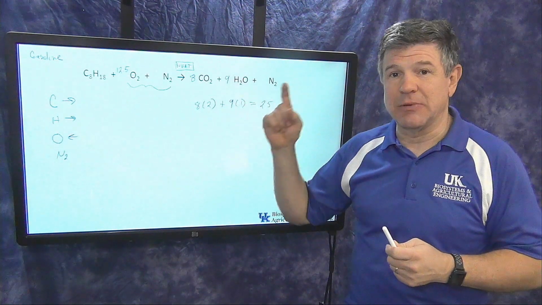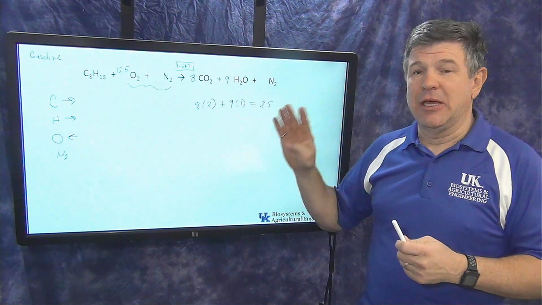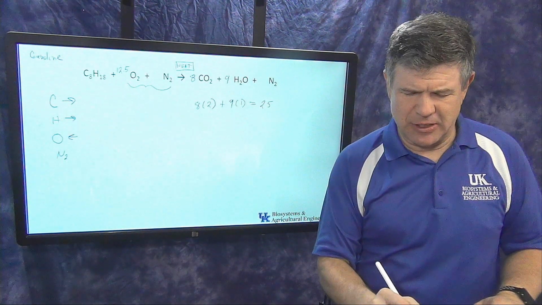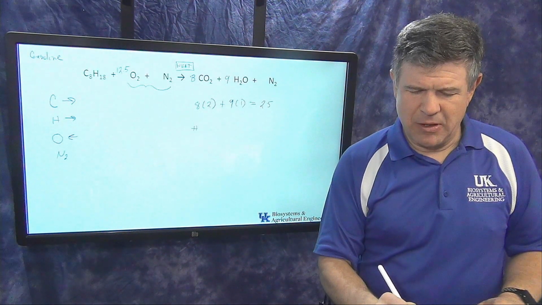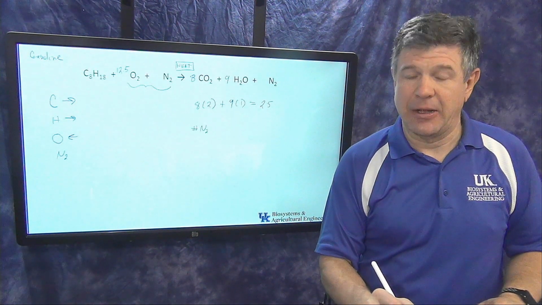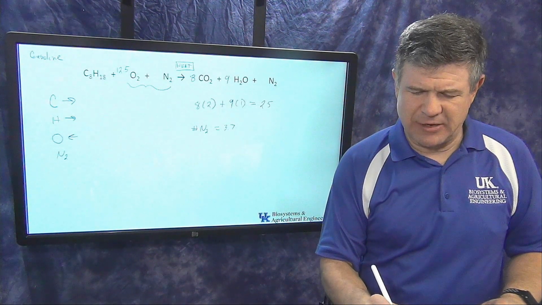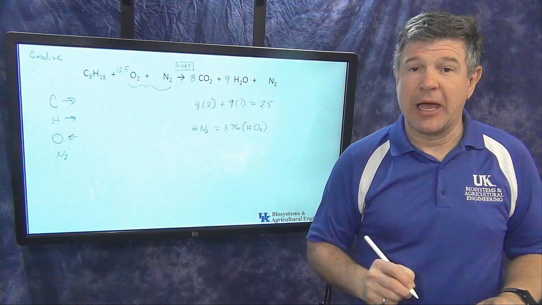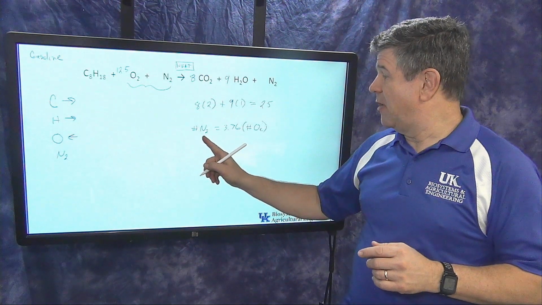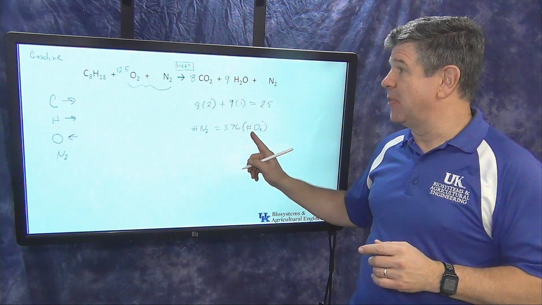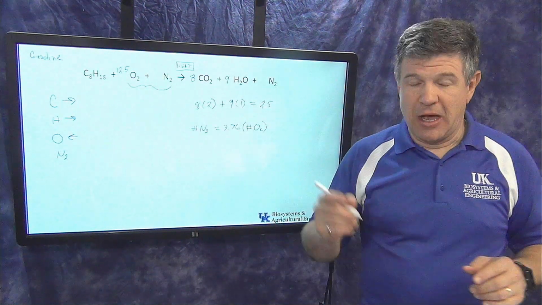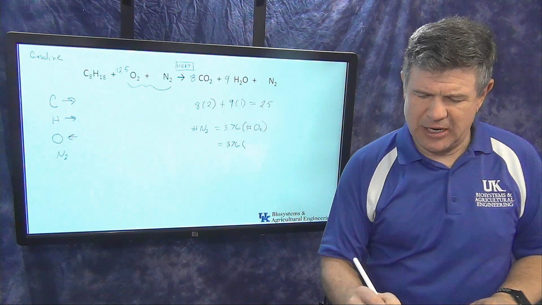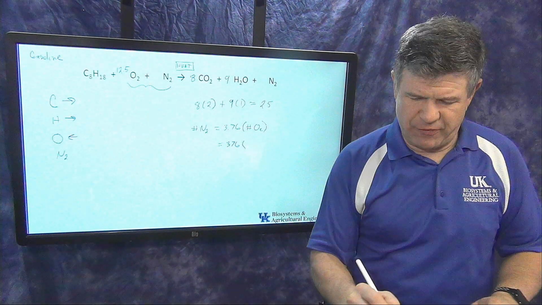Okay, so we did the carbons, we did the hydrogens, we did the oxygens. Next thing we've got to do is figure out how many nitrogens come over. Remember that relationship that I mentioned to you: the number of nitrogen atoms is equal to 3.76 times the number of oxygen atoms. Okay, so how do we do that? And the number of N2s is equal to 3.76 times the number of O2s. How many O2s do I have? I have 12.5. So this is 3.76 times 12.5.